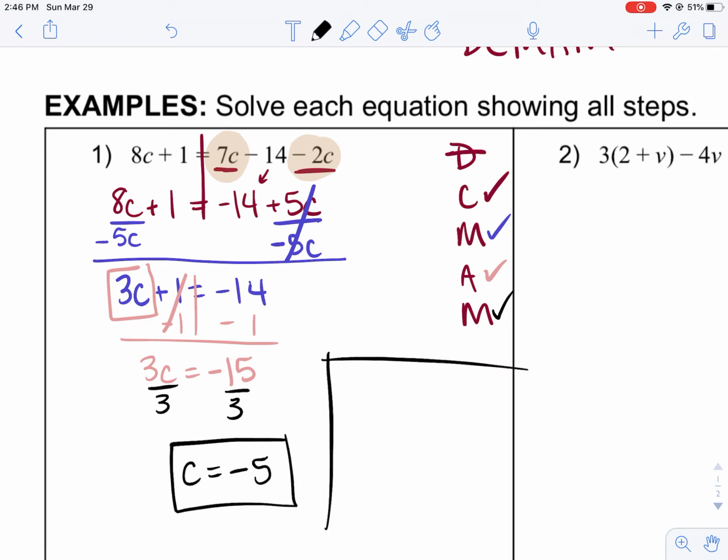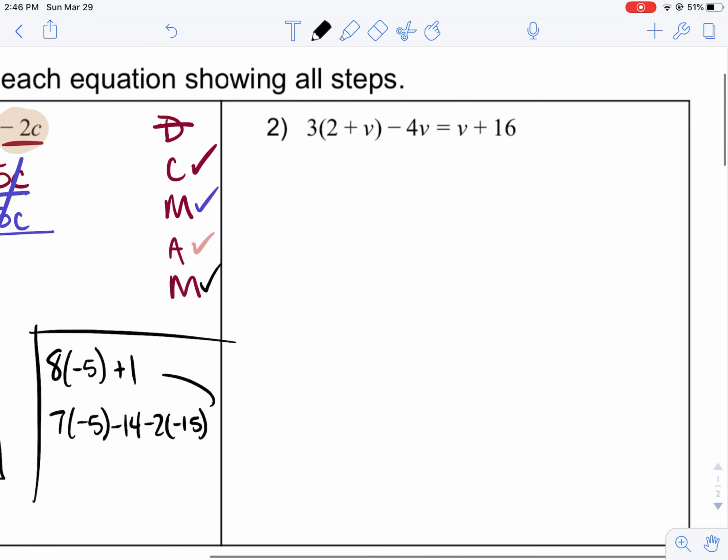Remember when we did the review last week, we talked about how you can plug in your answer and compare both sides. These two things should give you the same answer when you plug it in to check.